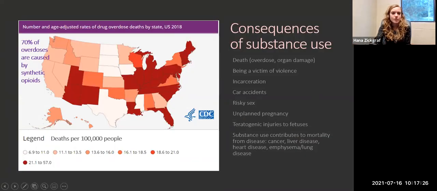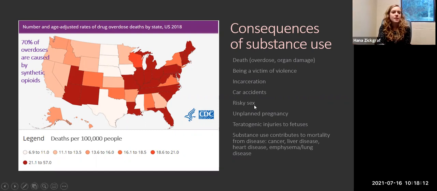So substance use disorders are among the most deadly psychological disorders. Consequences include death by overdose or organ damage. Using substances and being intoxicated acutely makes you more likely to be a victim of violence. It makes you more likely to get into accidents, have risky sex, experience unplanned pregnancy. Substance use during pregnancy can cause teratogenic injuries to fetuses. Legal problems arise because of prohibition, but also because being intoxicated can make people do other illegal things. Substance use increases a person's risk of incarceration. And substance use contributes to mortality from a range of diseases, including cancer, diabetes, liver disease, heart disease, lung disease.